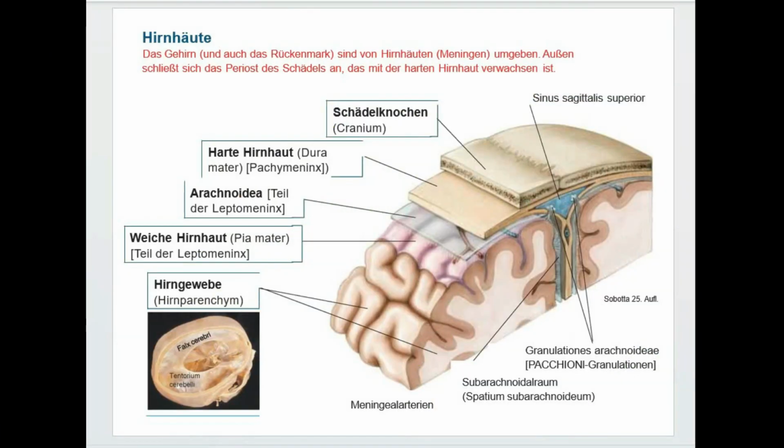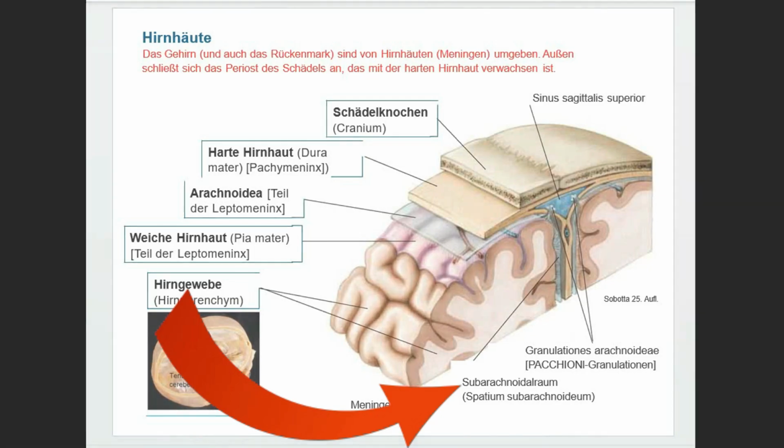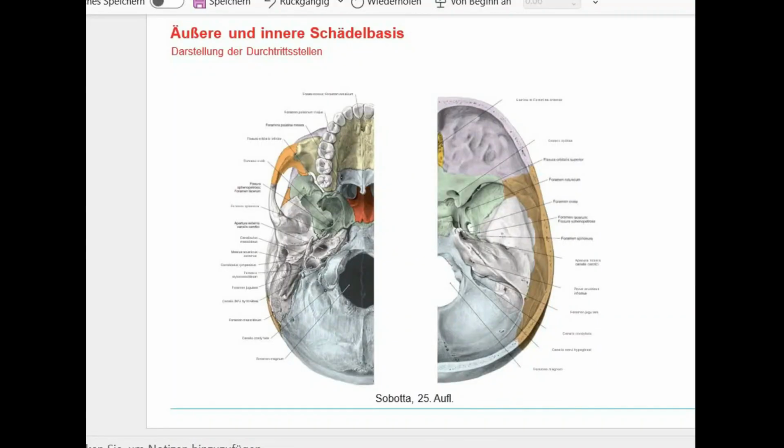Here is another summary of the layers. The integument or skin, various parts, for example the skull bones, then the hard meninges, the dura mater, and then the arachnoid and the soft meninges or pia mater, which are directly connected to the brain. There's something important here. There's also a space called the subarachnoid space. This is the area between the arachnoid and the soft meninges or pia mater.